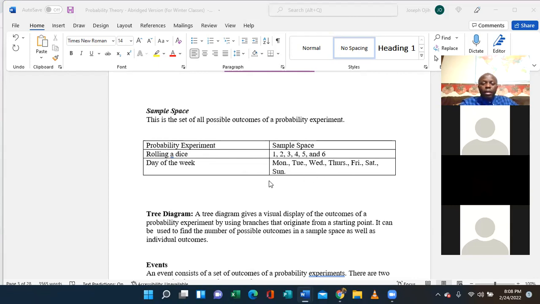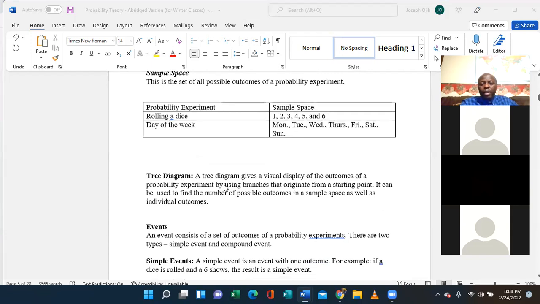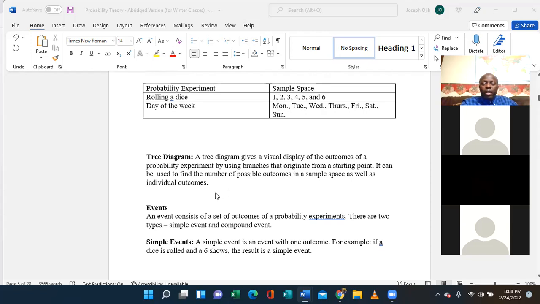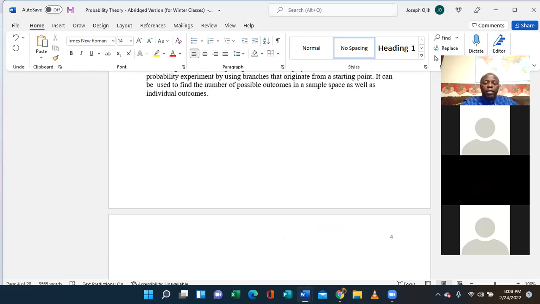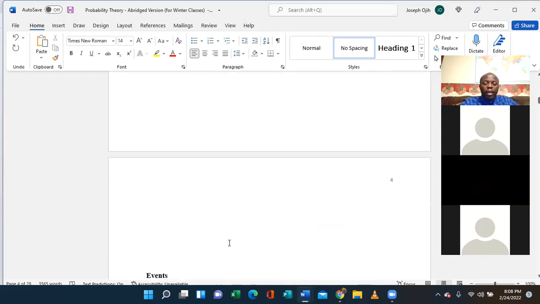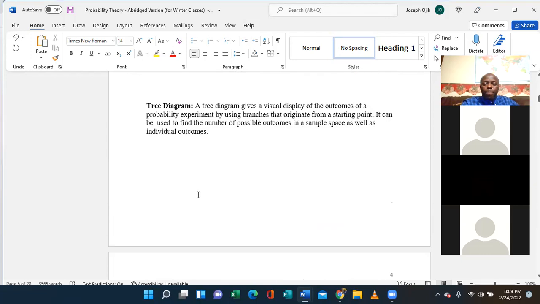Sometimes we use a tree diagram as a way of displaying the outcomes of a probability experiment. You can use it in this form. I think I have a tree diagram somewhere, but let's say the event is a coin. You toss a coin.